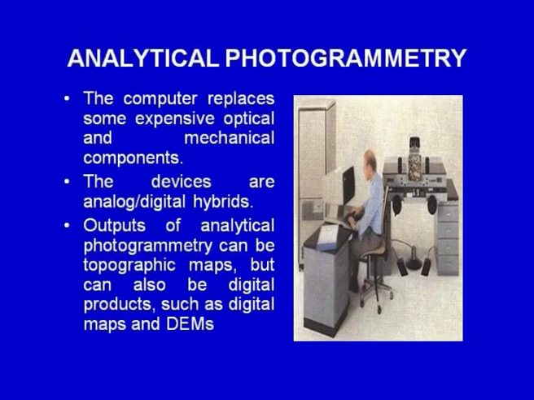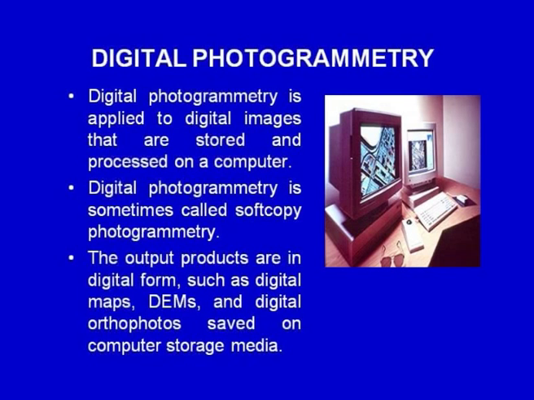Then we come to the third category, and that is digital photogrammetry. Digital photogrammetry is applied to digital images that are stored and processed on a computer. It is sometimes called soft copy photogrammetry, because here we do not have a hard copy. Rather, an image which is digital in nature is available to the analyst for undertaking the process of computations. The output products are in digital form, such as a digital map, DEM, and digital orthophotographs saved on the computer storage media.